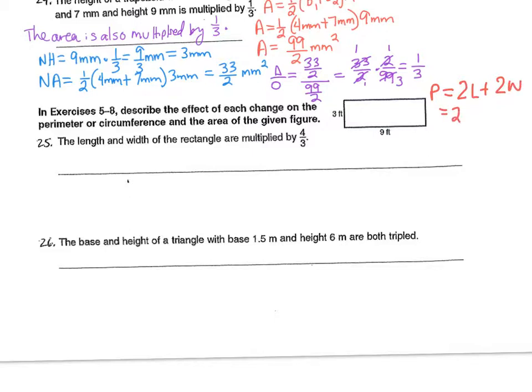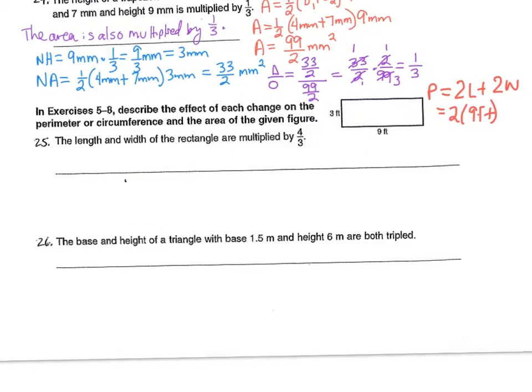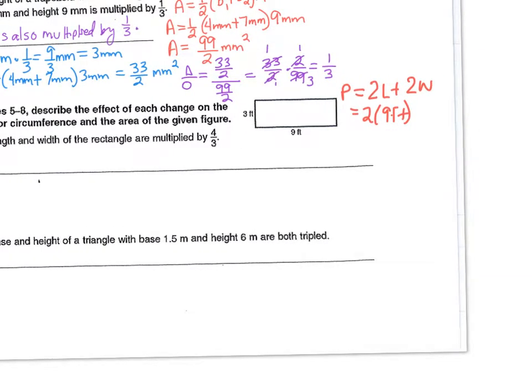So 2 times the length is, Gabi, what is the length? 9. Great, Gabi. And what is the width? 3. Great. Thank you, Gabi. So 2 times 9 is 18, plus 6 is 24. So the perimeter is 24 feet.